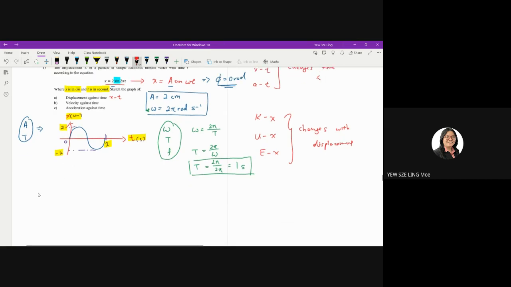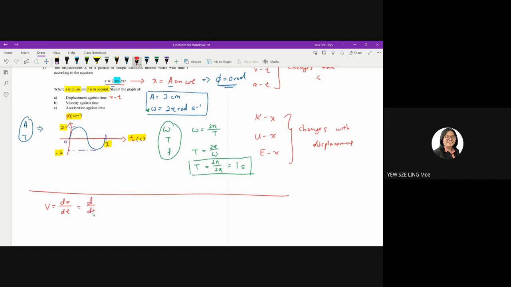Okay, now let's look at question B. So we are done with question A. Now question B is asking for a velocity against time graph. Well, you don't have an equation for velocity. Velocity against time means you need an equation with time. But now you don't have the equation. But what you can do, because you are given x, and we know v is equal to dx over dt, therefore we can differentiate the equation given.